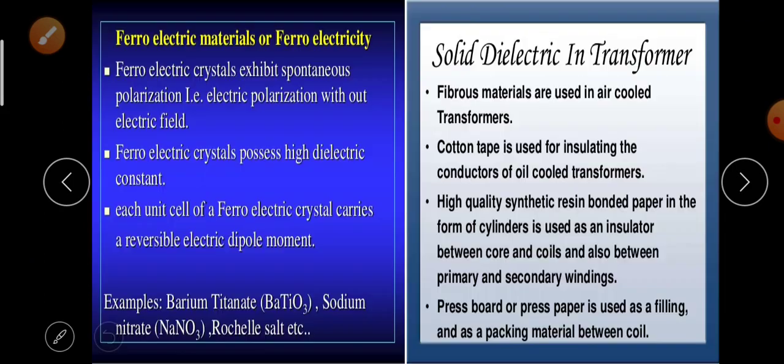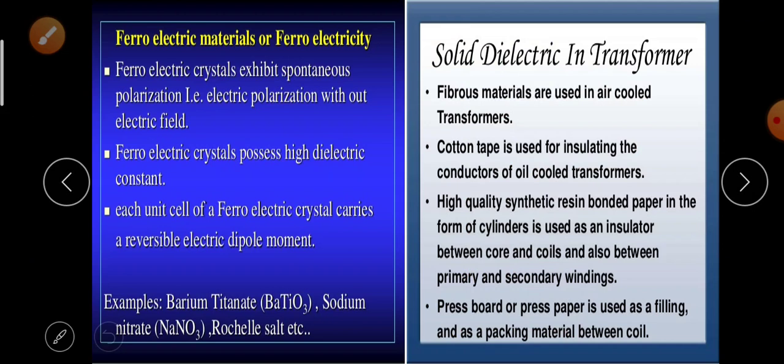Ferroelectric materials and ferroelectricity. Ferroelectric crystals exhibit spontaneous polarization, that is, electric polarization without an electric field. Ferroelectric crystals possess high dielectric constants. Each unit cell of a ferroelectric crystal carries a reversible electric dipole moment. Examples: barium titanate, BaTiO3, sodium nitrate, NaNO3, Rochelle salt, etc.